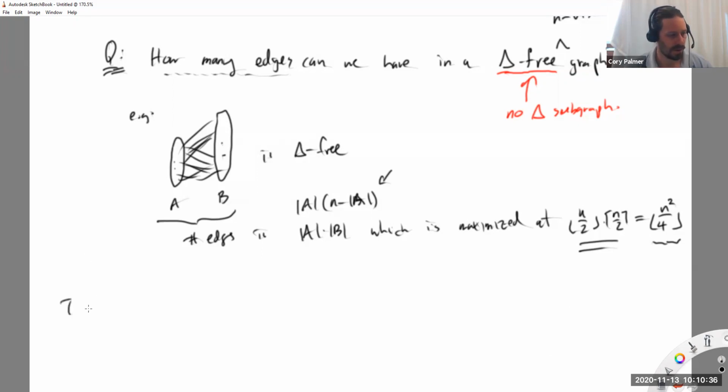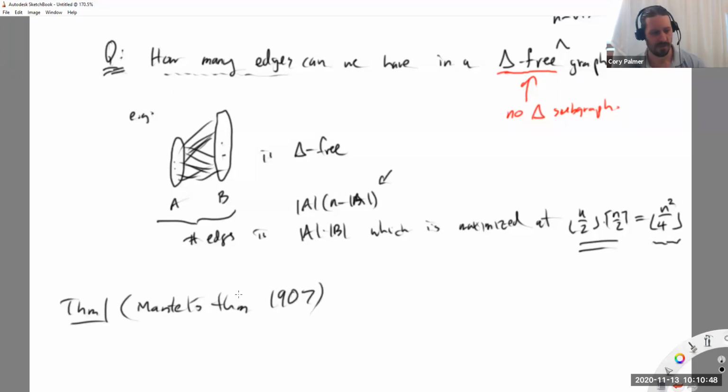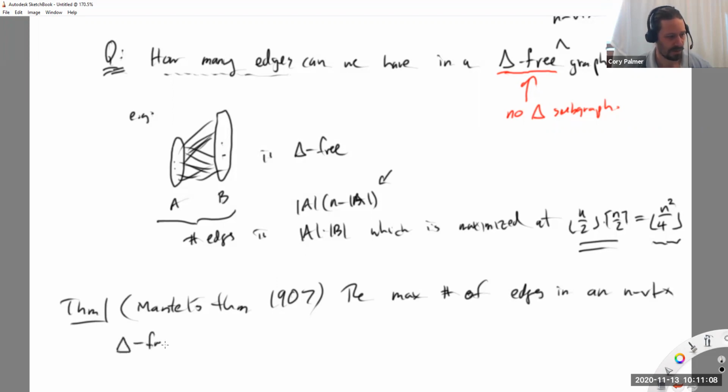Okay. And so the theorem we're going to prove is called Mantel's theorem. And this is ancient. It's from 1907. That's really old in graph theory. In fact, again, we've seen a few theorems of this type. This is older than graph theory itself. So he wasn't talking exactly about graphs in the way that we do. But he says that the maximum number of edges in an n vertex triangle-free graph is n squared over 4 floor.